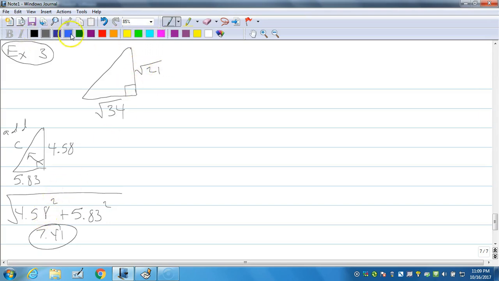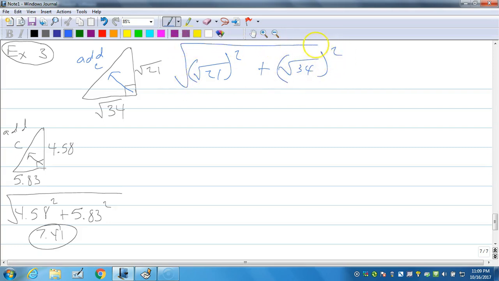To do it correctly algebraically, same thing. Do we have this? No, so we add. The square root of 21 squared plus the square root of 34 squared. And then you take the square root of all of this. The square root of 21 squared is going to give us just 21, plus the square root of 34 squared is going to give us 34. Then 21 plus 34 is going to give us 55.